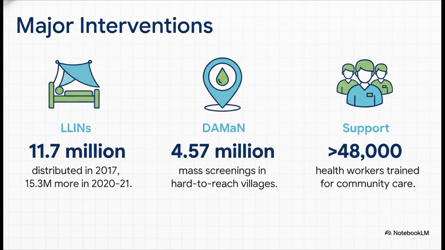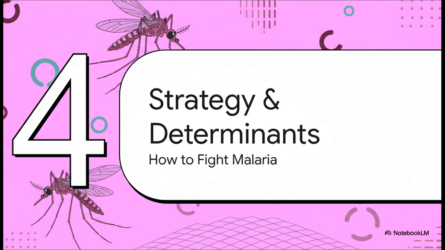4.57 million mass screenings and point-of-care treatments were provided in hard-to-reach villages and hamlets. Supportive interventions: over 48,000 ASHAs, 1,200 volunteers, and 1,200 other health workers were trained to provide community and primary care services. Section 4. Strategy and Epidemiological Determinants.